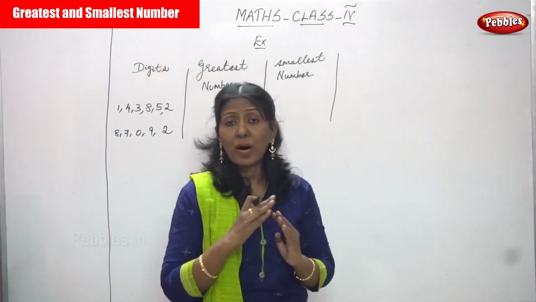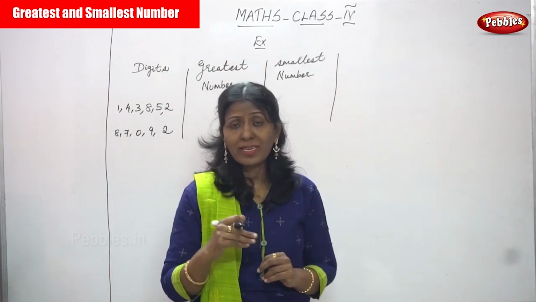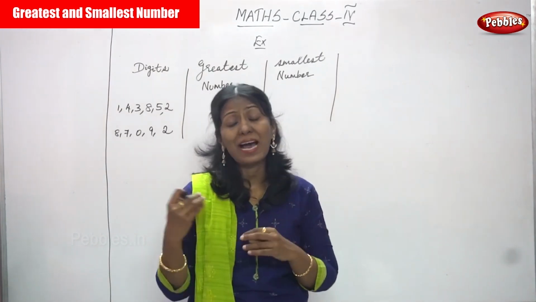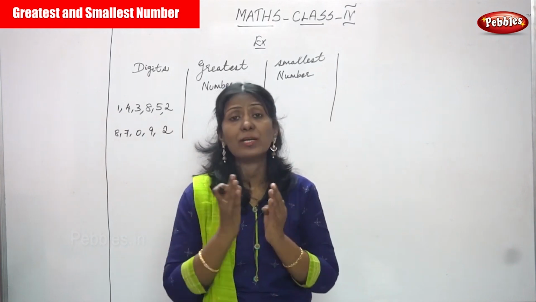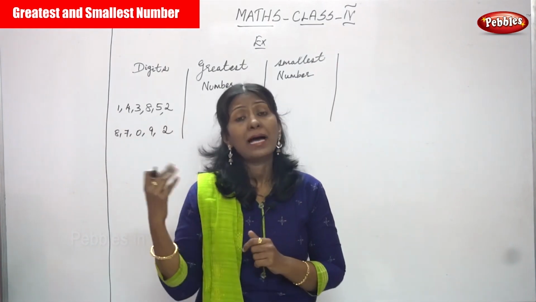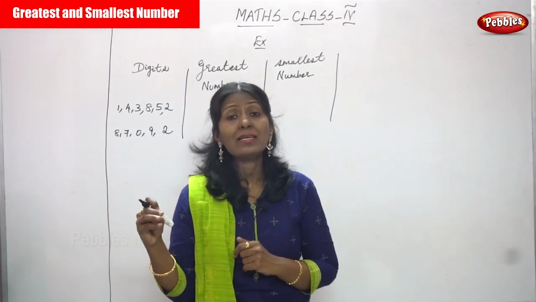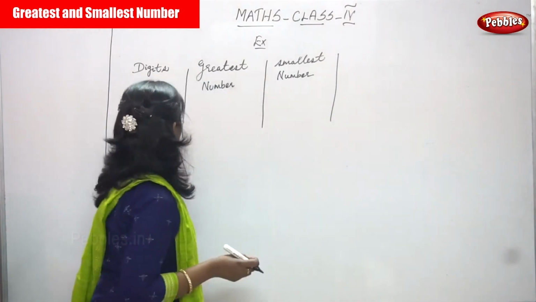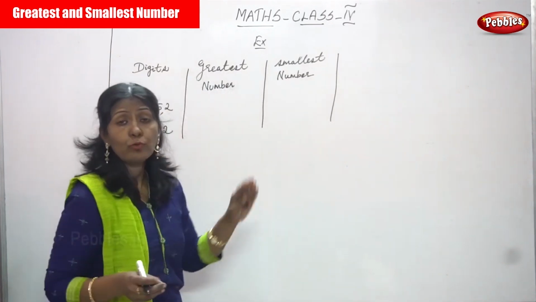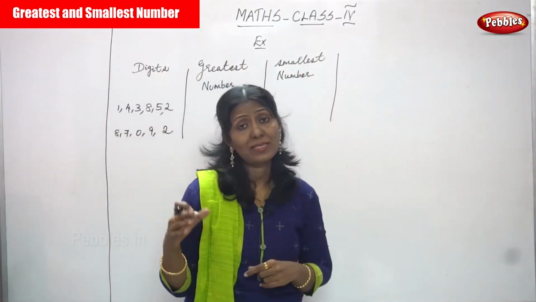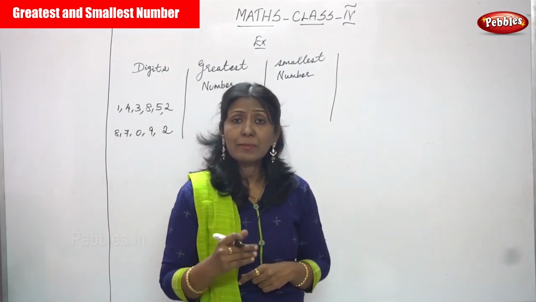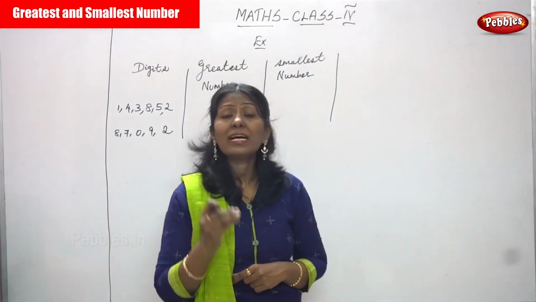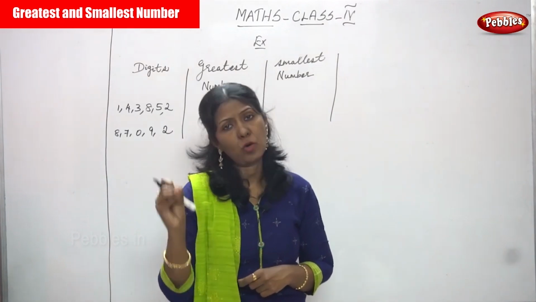So we have to arrange them in ascending order as well as descending order, because we have to form the greatest number and the smallest number. Greatest number means we use only the descending order, and the smallest number means we use the ascending order. I'll repeat once again. The digits are given, so we have to form the greatest number as well as the smallest number. If you want to form the greatest number, we have to use only the descending order.